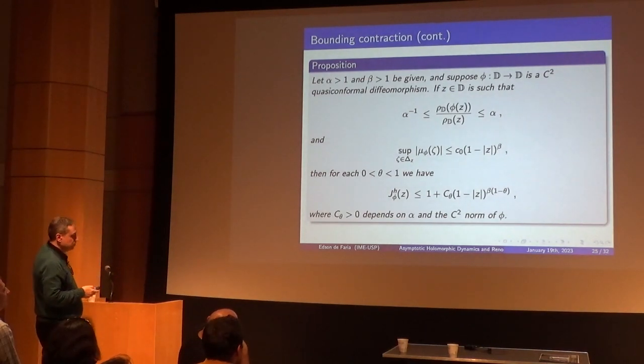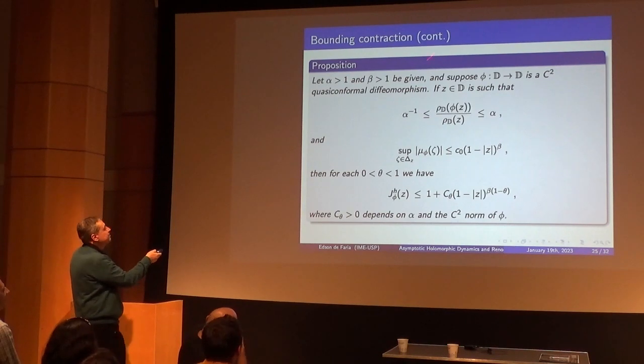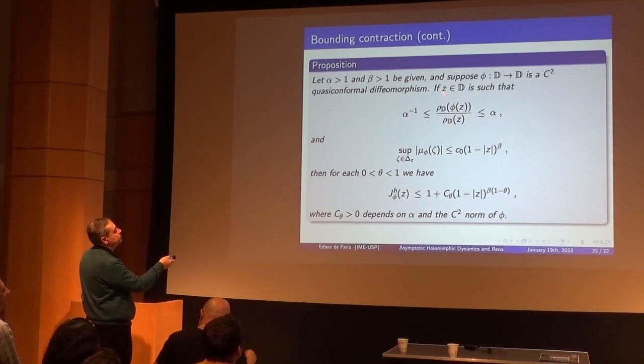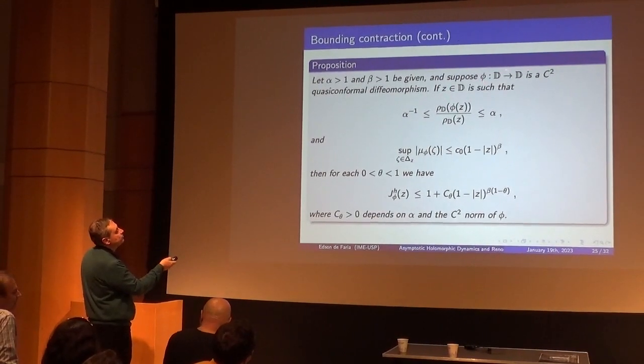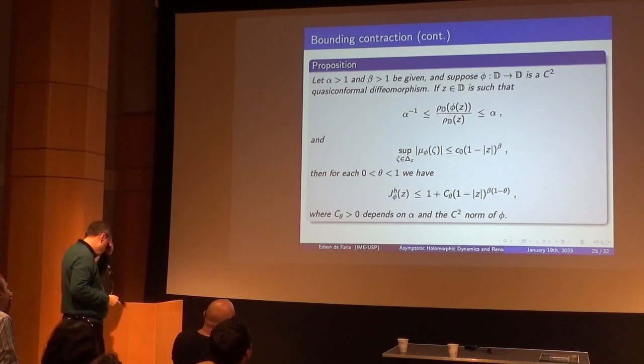I promise not to bother you after this with these inequalities. Let's forget this. Let's imagine, just to be very concrete, that you have a fixed point of a map, which is a self-map of the disk, and this self-map is a C2 quasi-conformal diffeomorphism.